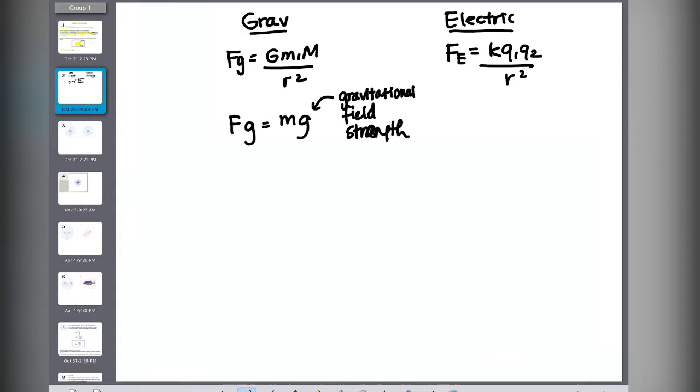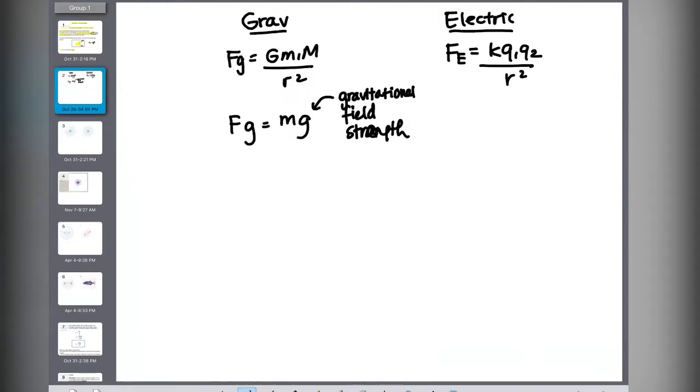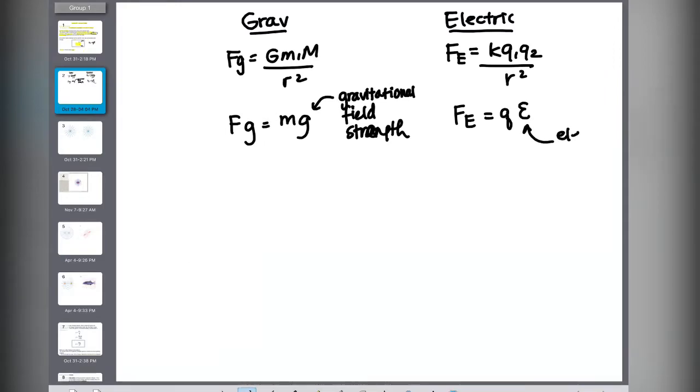Now, let's take a look at the new equation today. If I rearrange this equation, do you see how this is Q epsilon? I just put the Q on the other side. Let's put it in the comparison. Fe equals Q epsilon. This is called the electric field. Gravitational field is measured in Newton per kilogram. Electrical field is measured in Newton per coulomb. Do you see the similarity?